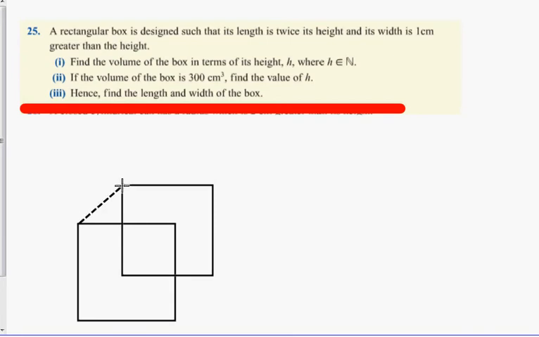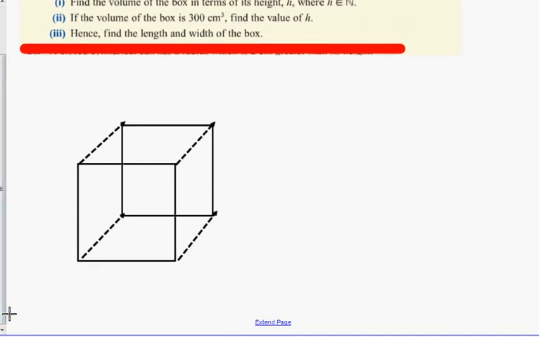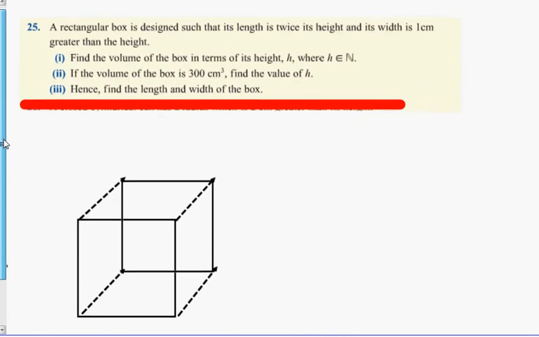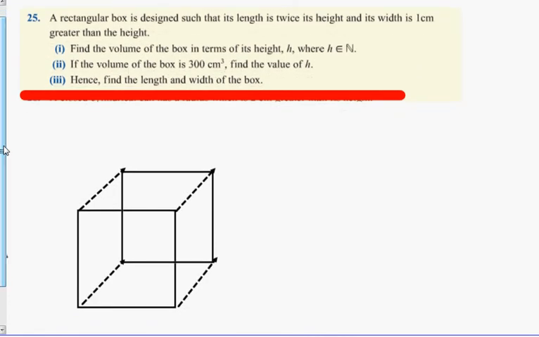And then there's your box. Okay? More of a cube than a box, really. My bad. Now, let's start off with h being the height. If you read the question, it wants everything in terms of h.